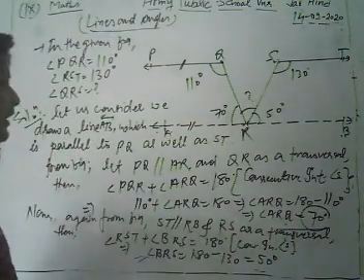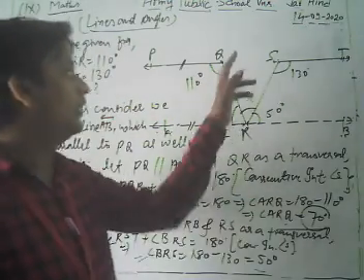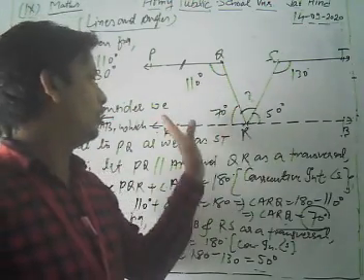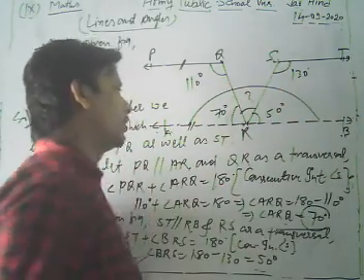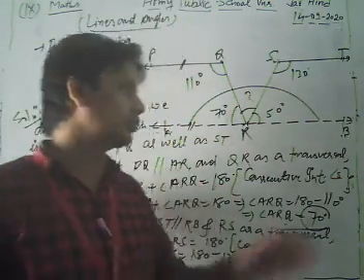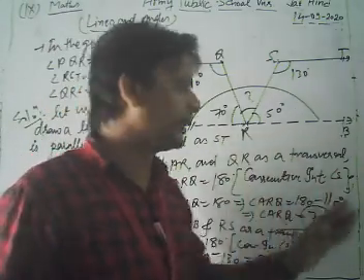Now dear student, we have to find the angle QRS. Here ARB is a straight line, and the sum of all angles on a straight line is 180. So here we apply that concept. Let's see.